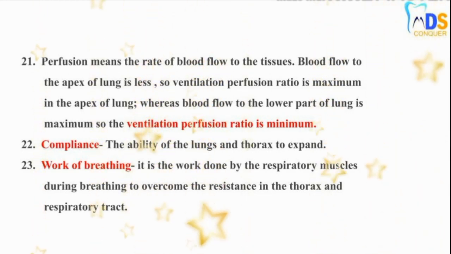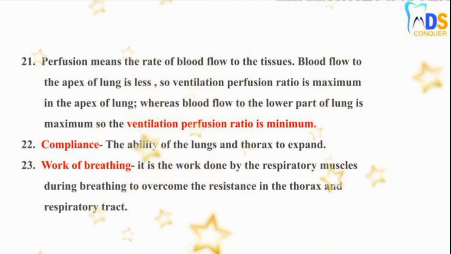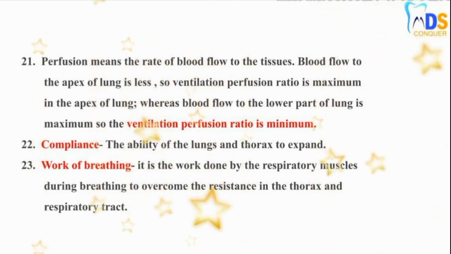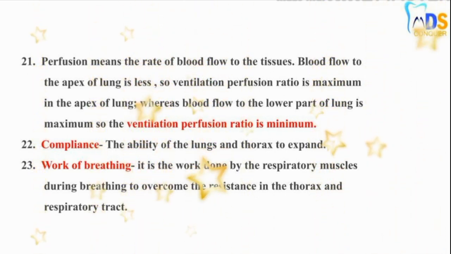Number 21. Perfusion means the rate of blood flow to the tissues. Blood flow to the apex of lung is less, so ventilation perfusion ratio is maximum at the apex, whereas blood flow to the lower part of lung is maximum, so ventilation perfusion ratio is minimum. Number 22. The ability of lungs and thorax to expand is called compliance.